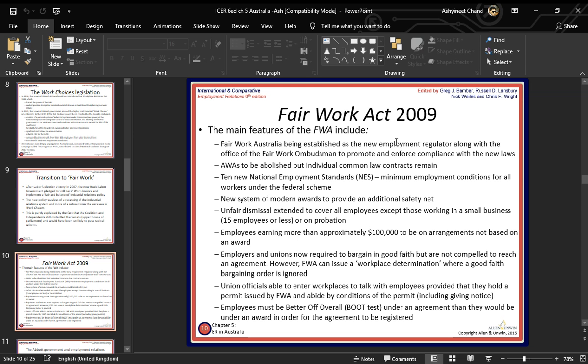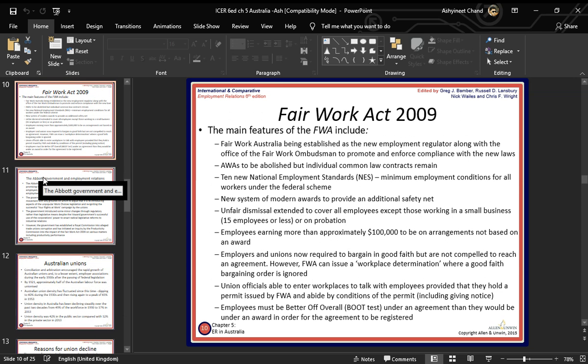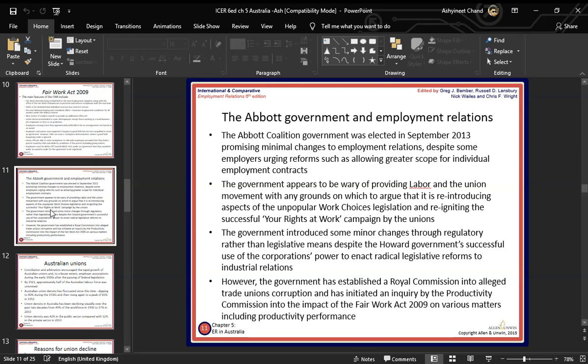Employees must be better off overall, that's the BOOT test, under an agreement than they would be under an award in order for the agreement to be registered. So these are some of the key features of the Fair Work Act 2009. Very important legislation in Australia.